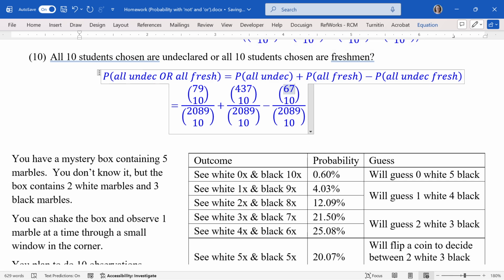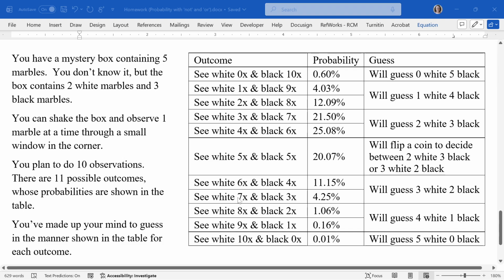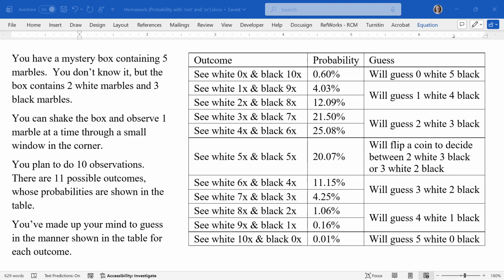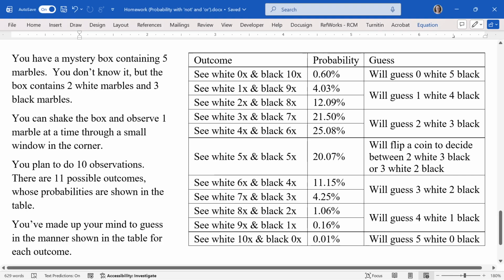Okay, for the last two questions, these are a little different. So you remember that mystery box that you might have seen in class where I have 5 marbles. And let's say you don't know what's in the mystery box, but I'm just going to tell you that the box contains 2 white marbles and 3 black marbles. Okay, so that's the right answer, but imagine that you don't know this yet. So you are going to try to figure out how many black and white marbles make up those 5 marbles by doing these observations. So you can shake the box. Sounds like this.